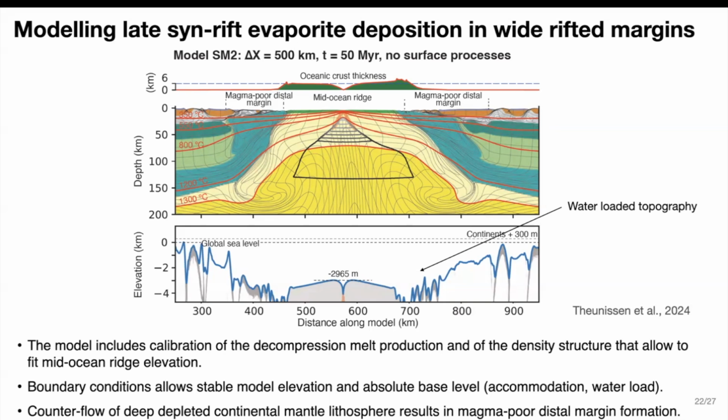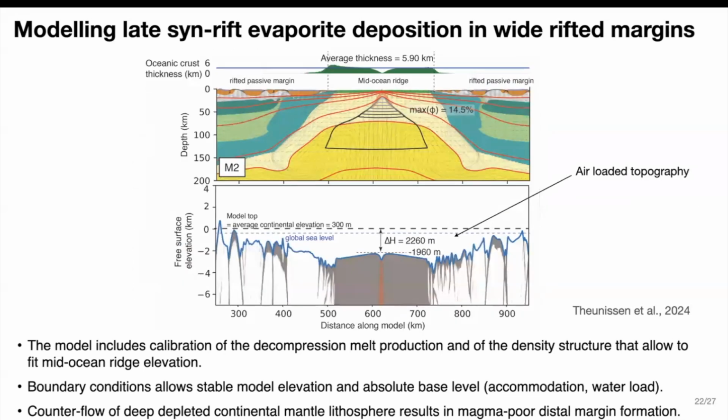And it also allows for calibration of the density structures. It allows the lithospheric mantle, the continental lithospheric mantle, the greenish color on top, which you can see beneath the crust, to actually counterflow during the rifting, and it allows the margin to be magma-poor.